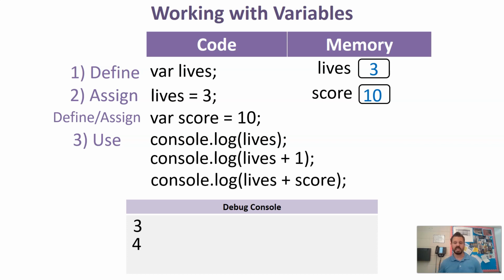Or we could do something like this where we use both lives and score. The computer is going to go to both of those places in the memory, replace everything with lives with what's stored with lives, everything for score with what's stored there, and then we print off the 13 by adding those together.